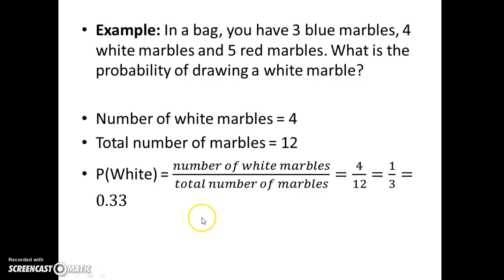Or another example, in a bag you have 3 blue marbles, 4 white, 5 red. What's the probability to draw a white marble? In total there are 12. Out of 12, in how many ways can you choose white? There are 4 white, so there are 4 ways you can choose a white marble. That's why we get the probability by getting a ratio of the number of white over the total number. That's 4/12, which is 1/3, or 0.33, or you can say 33%.